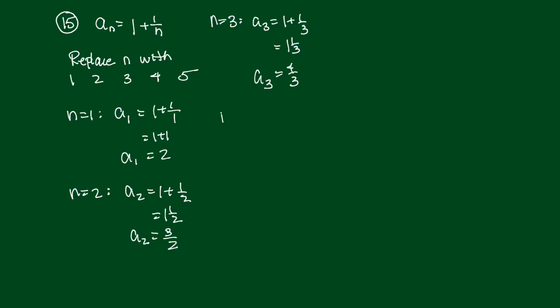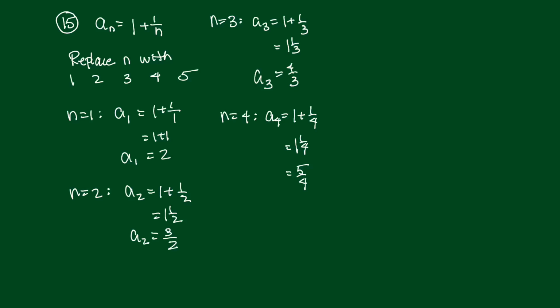Let's go on to n equals 4. Maybe you can see a pattern here where we wouldn't have to make all the computations. What is a sub 4? Well, that's going to be 1 plus 1 over 4. Now this is 1 1/4, so look what happens. Now, improper fraction, 4 times 1 is 4, plus 1 is 5. So this becomes 5 over 4.